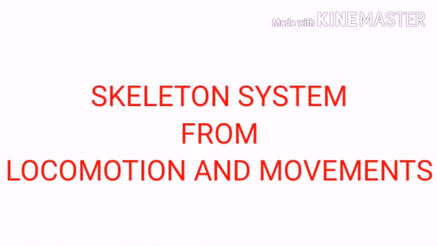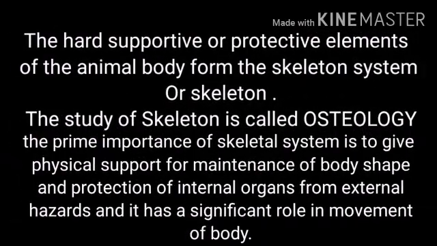Today, let's discuss the skeleton system for locomotion and movements. The hard supportive or protective elements of the animal body form the skeleton system or skeleton. The study of the skeleton is called osteology. The prime importance of the skeleton system is to give physical support for maintenance of body shape and protection of internal organs from external hazards, and it has a significant role in movement of the body.